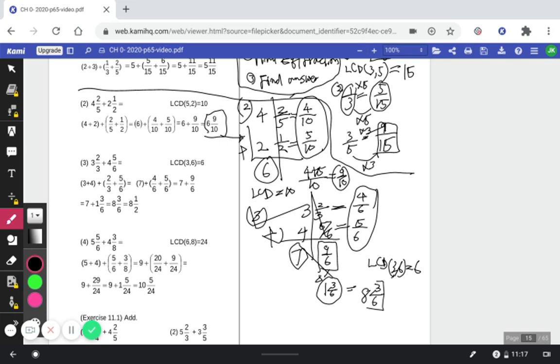But 3/6 can be converted into a half. So the final answer becomes 8 and 1/2. Okay, I did it in a different way, but in the examples, each one.